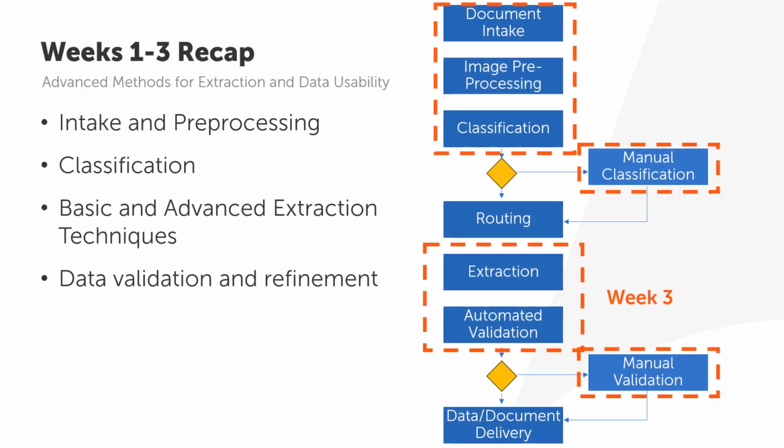In weeks 1 through 3, you learned how to get a document and pre-process it to ensure optimal quality heading into a document automation workflow. You know how to build a classifier and use it to determine what type of document it is. You've also learned how to extract information from the document using generative AI, validate that data, and standardize it for use downstream.